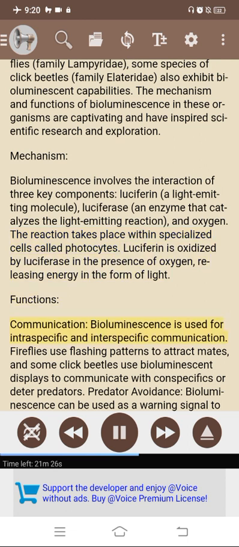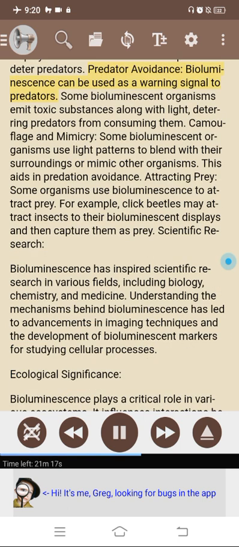Functions. Communication. Bioluminescence is used for interspecific and intraspecific communication. Fireflies use flashing patterns to attract mates, and some click beetles use bioluminescent displays to communicate with conspecifics or deter predators. Predator avoidance. Bioluminescence can be used as a warning signal to predators. Some bioluminescent organisms emit toxic substances along with light, deterring predators from consuming them.